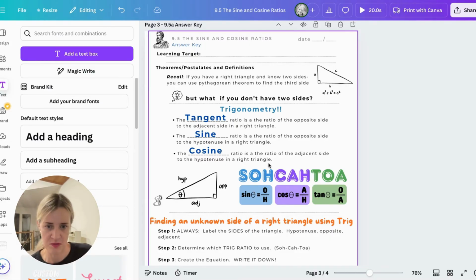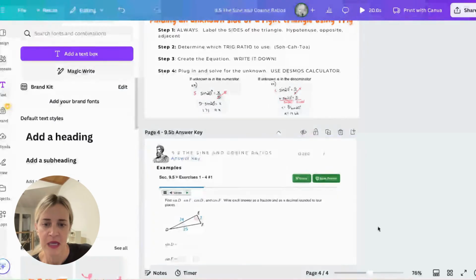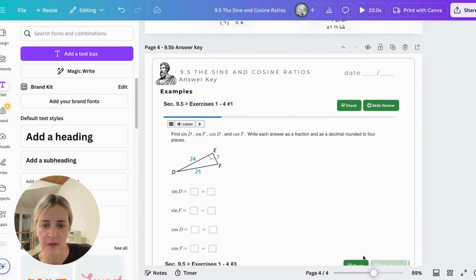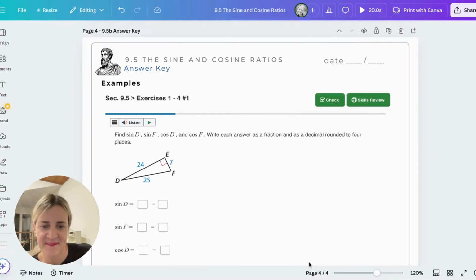So I want to go through those really quick. Your steps also are always here if you need them. And we're going to go through a few problems together. Make this a little bit bigger.